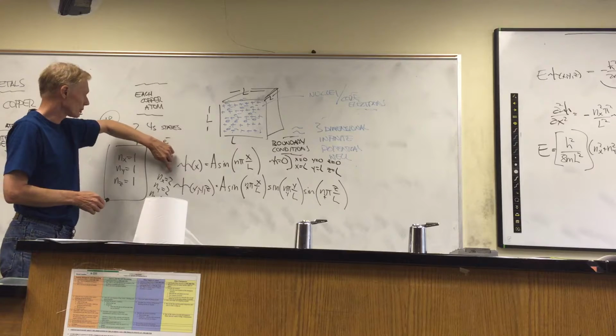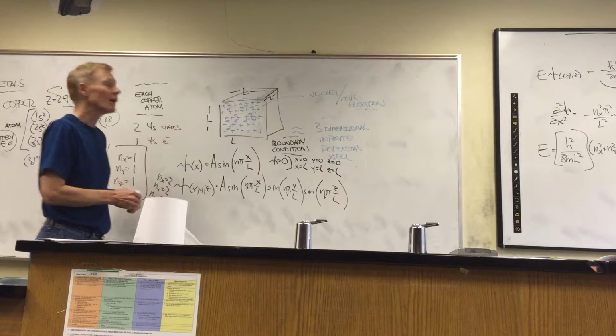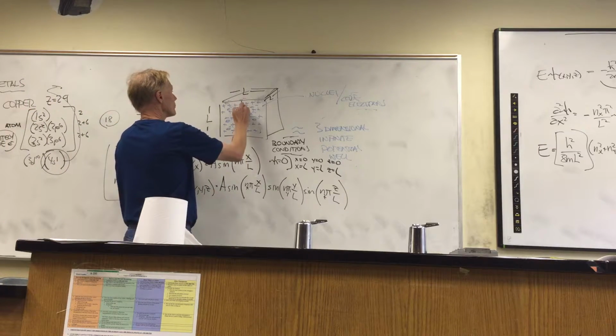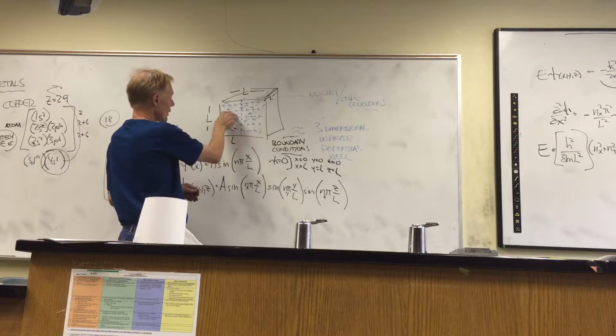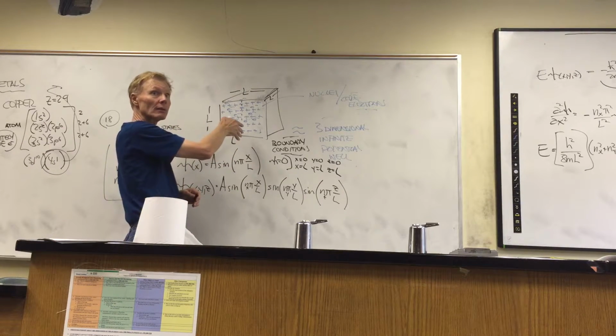Let's just look in the x direction. What would the wave function look like for nx equals 2? That would say I would have a node here. I would have probability on this side, probability on this side, but I'd have a node down the middle.